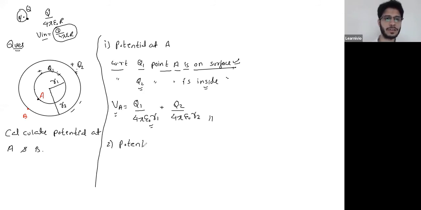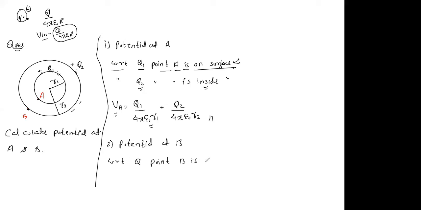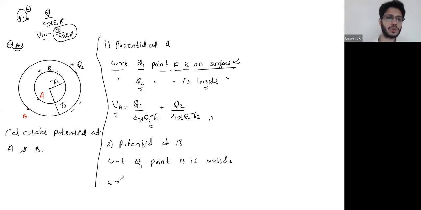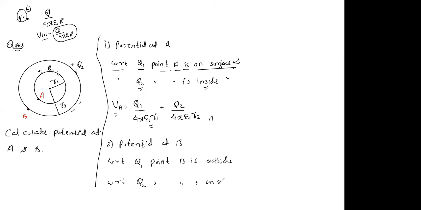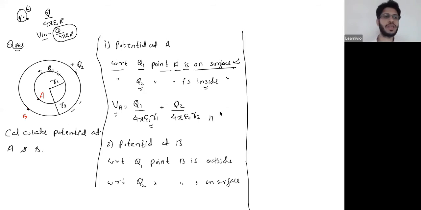If it is clear, Joanna, then tell me about the potential at B. This is point B. So where is B with respect to Q1? Is it inside, outside, on the surface? Outside. Yes, it's outside. Good. And what about with respect to Q2? On the surface. Great. With respect to Q2, point B is on the surface.